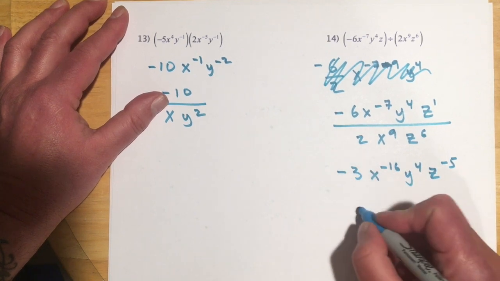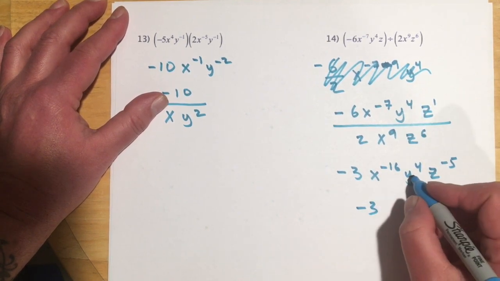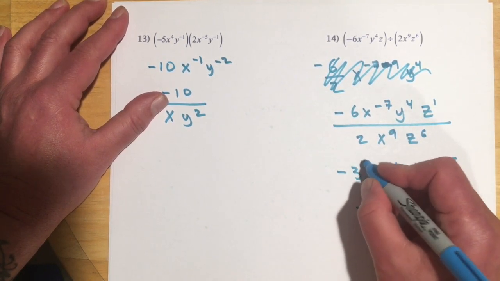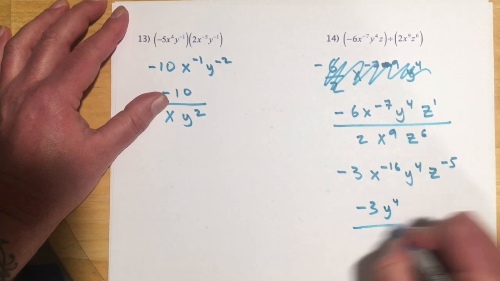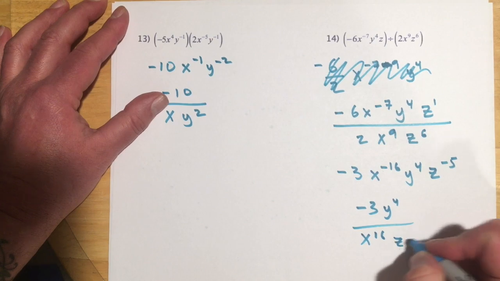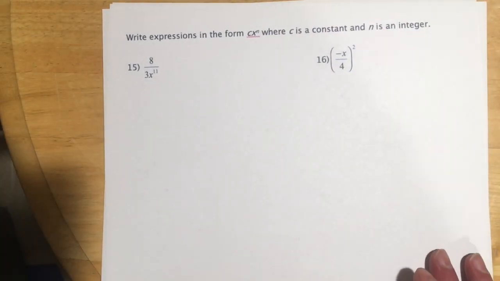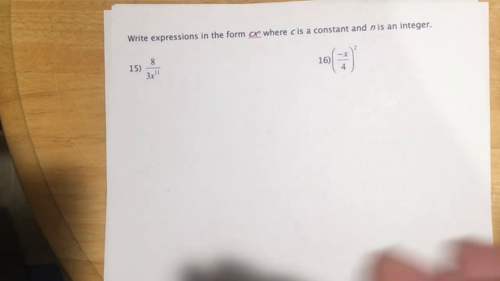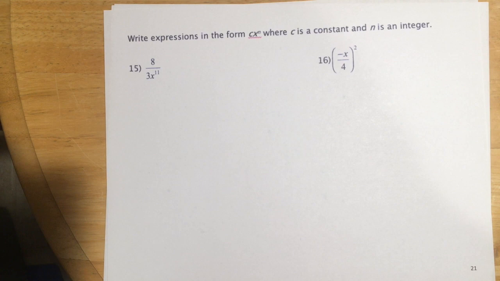And then rewriting that, negative 3 stays upstairs because it's not to the negative first. y to the 4th is upstairs, and the 2 negative exponents drop down. These ones seem like kind of a funny way to write something, but if you have to take 148, you'll end up doing this a lot.